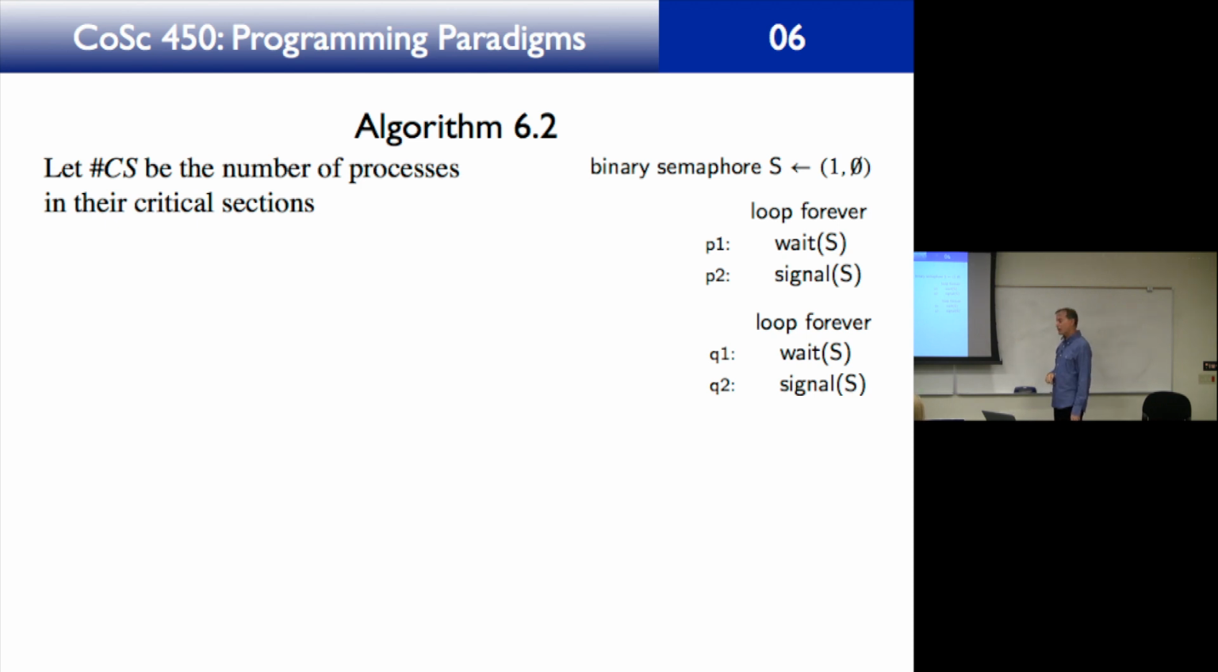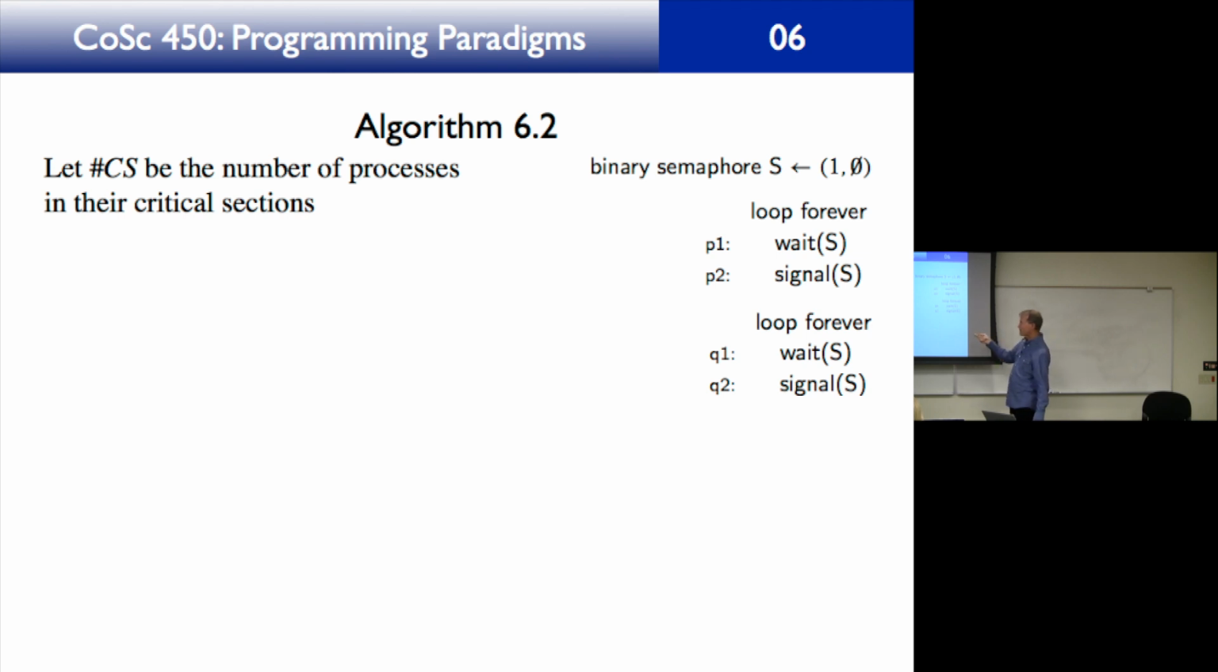That's what we would like in order for it to be what? Why is this number of importance to us? Let #CS be the number of processes in their critical sections. You see, the reason it's an important number is because we want to prove that it's less than or equal to one. Because if it's not less than or equal to one, then more than one process can be in its critical section. By definition, all right? So that's why it's important to us.